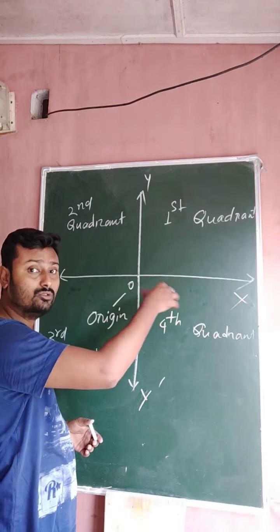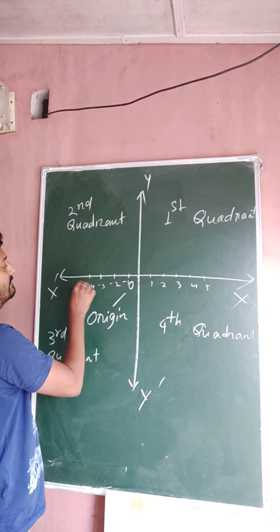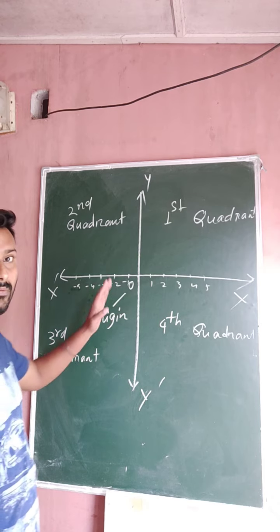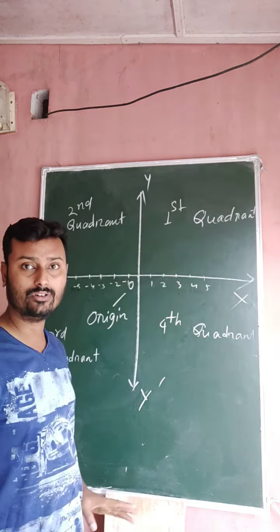All of you know that suppose this is the x-axis, a number line, and this one is the point 0. On this side it is positive, like 1, 2, 3, 4, 5. Similarly, these are negative. That means the left part from 0 is negative on the x-axis, and the right part is positive on the x-axis. Similarly, on the vertical axis, the y-axis, the upper part is positive and the lower part is negative.